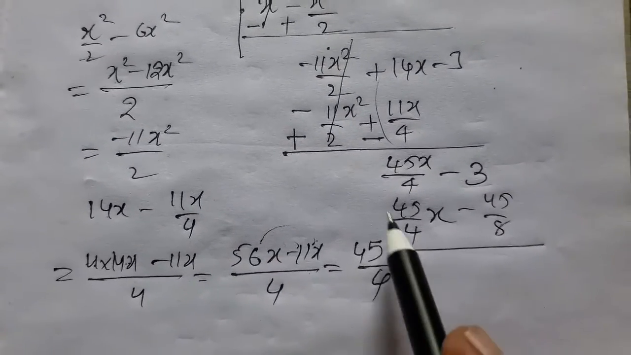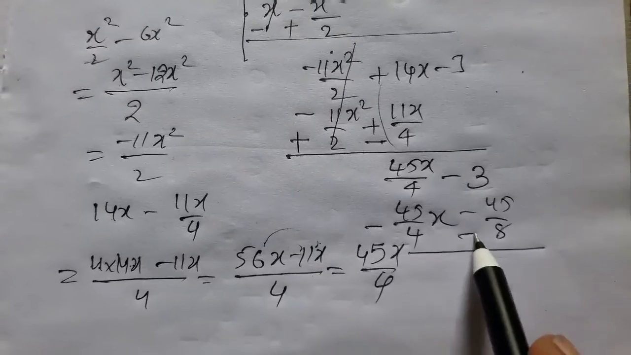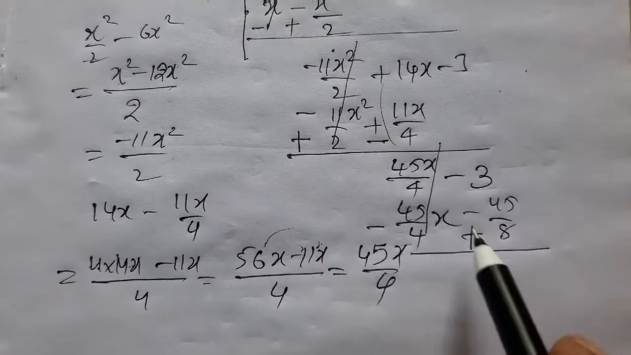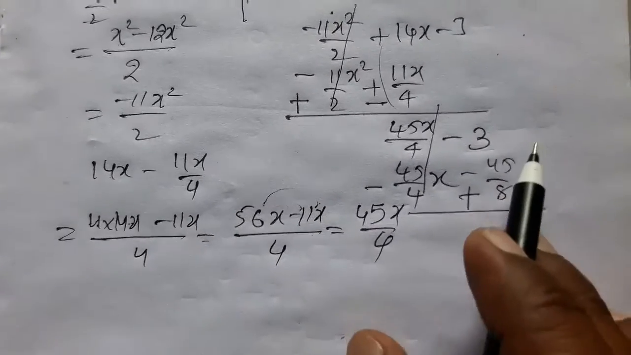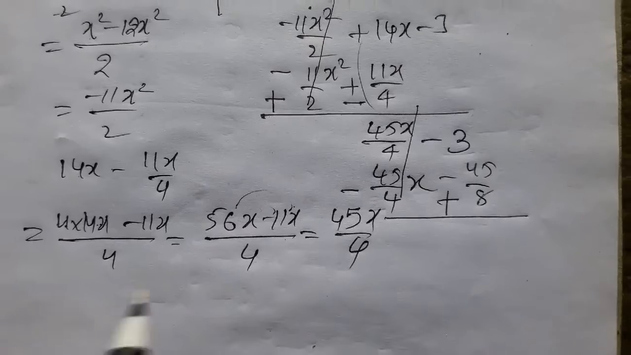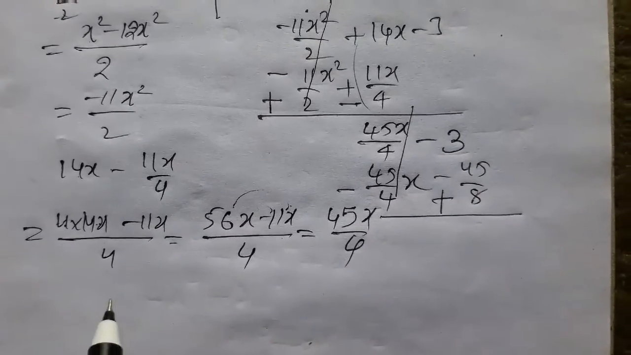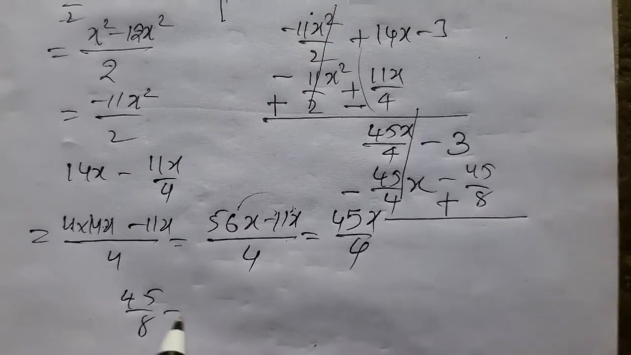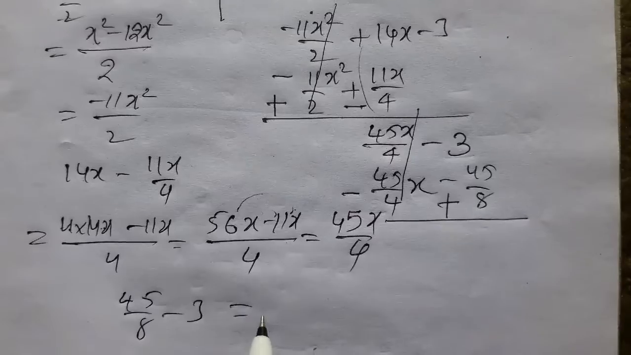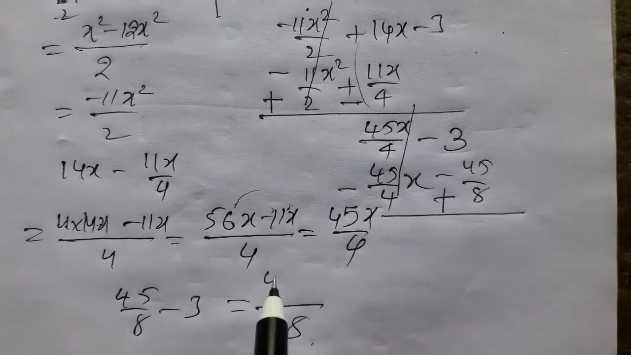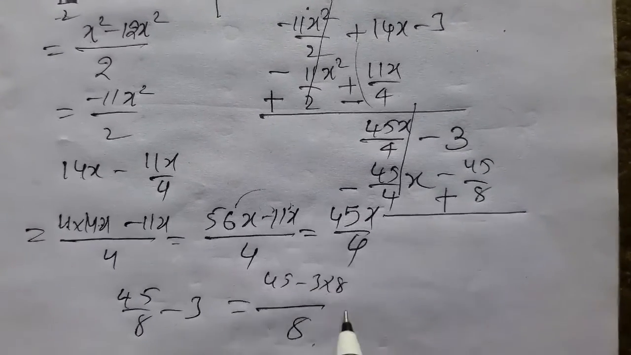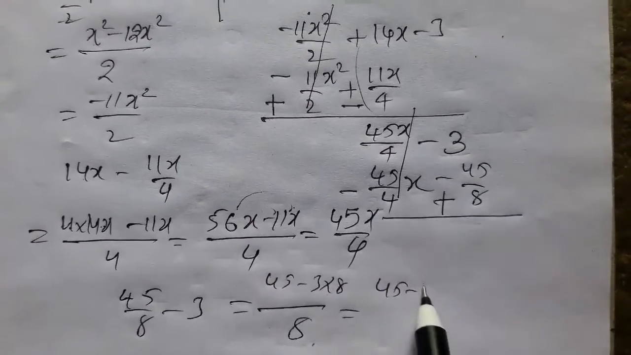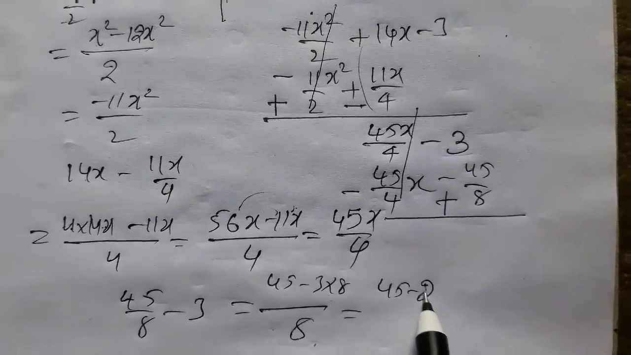Now change the symbols. It became minus, this became plus. Now cancel. What is left? This. So now take the LCM of those two. Plus 45 by 8 minus 3, isn't it? Here 8 is the LCM. Next 45 minus 3 into 8, that is equal to 45 minus 3 eights are how much?